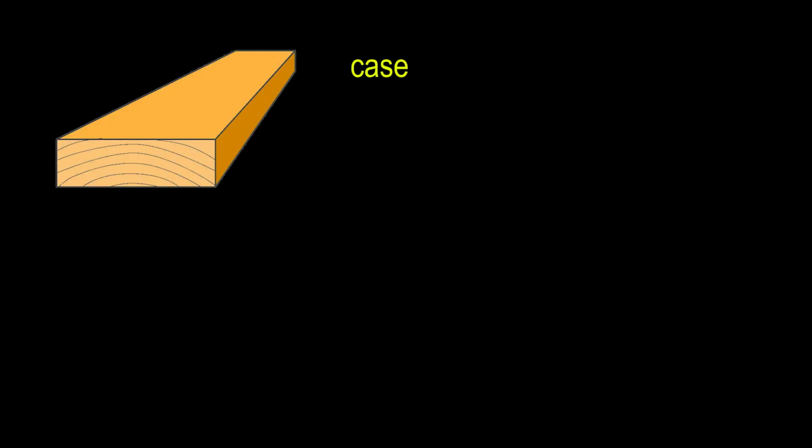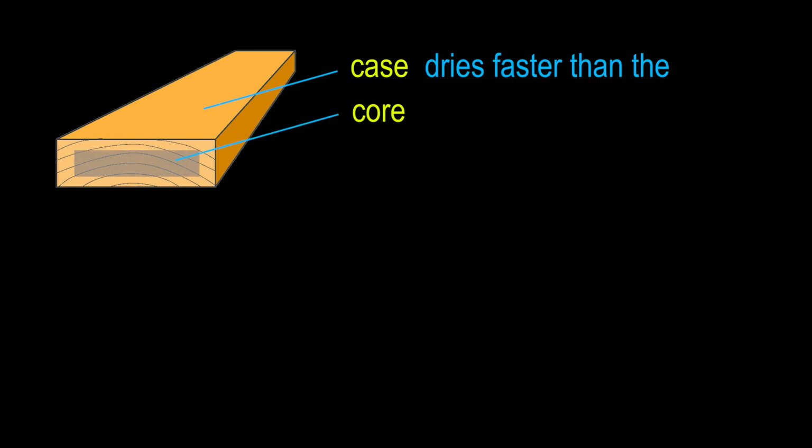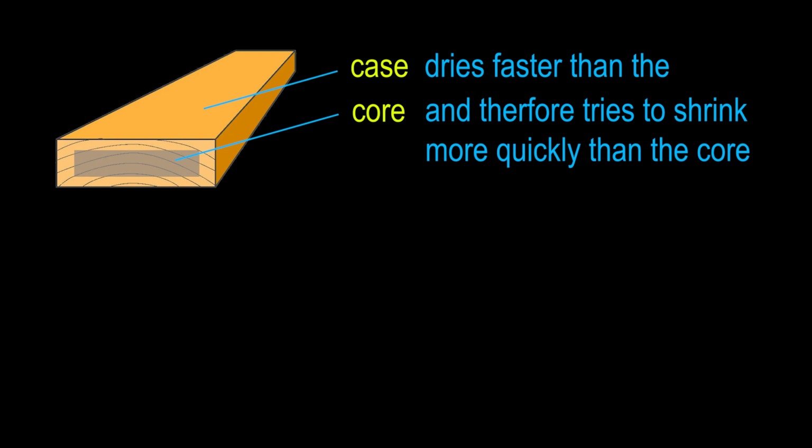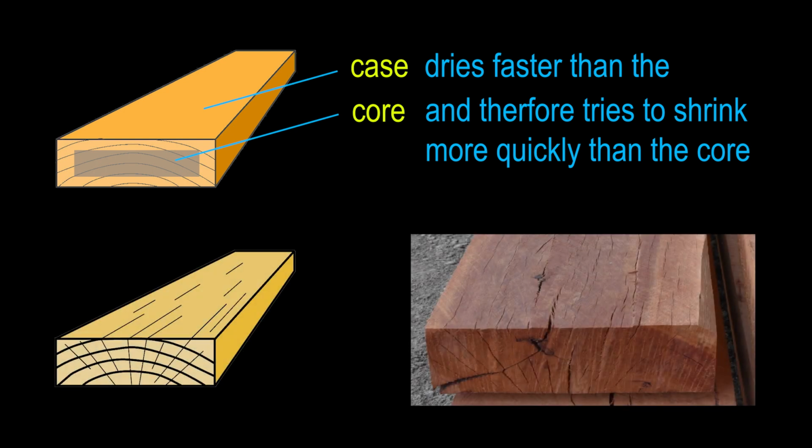The outside or case of a piece of timber always dries faster than the core and therefore tries to shrink more quickly. If the surface tension increases to a point where the fibres can no longer hold together, cracks will develop to relieve the stresses. These cracks are called surface checks.